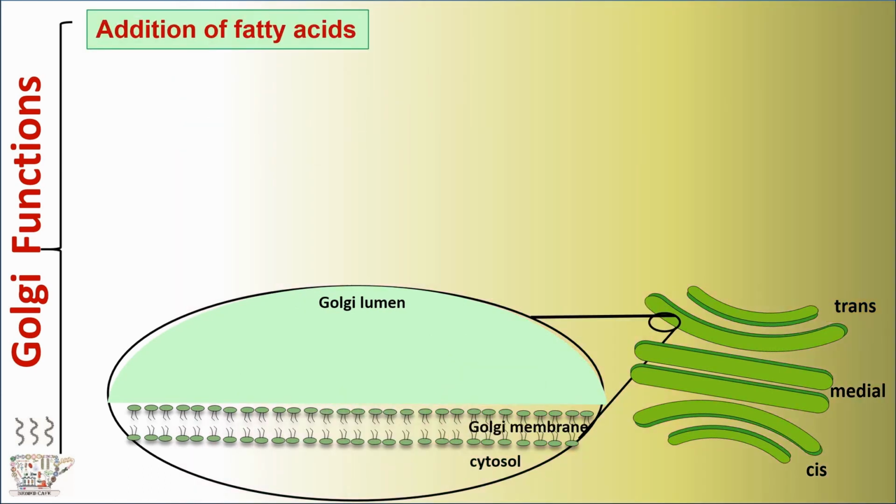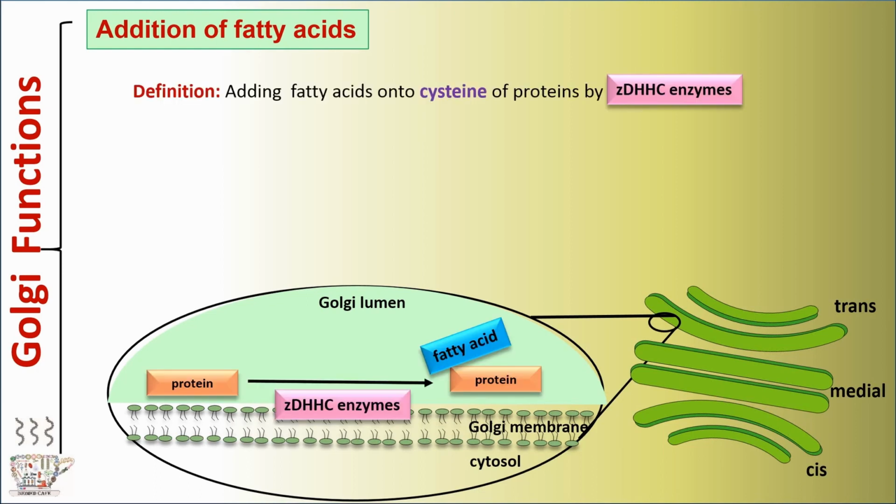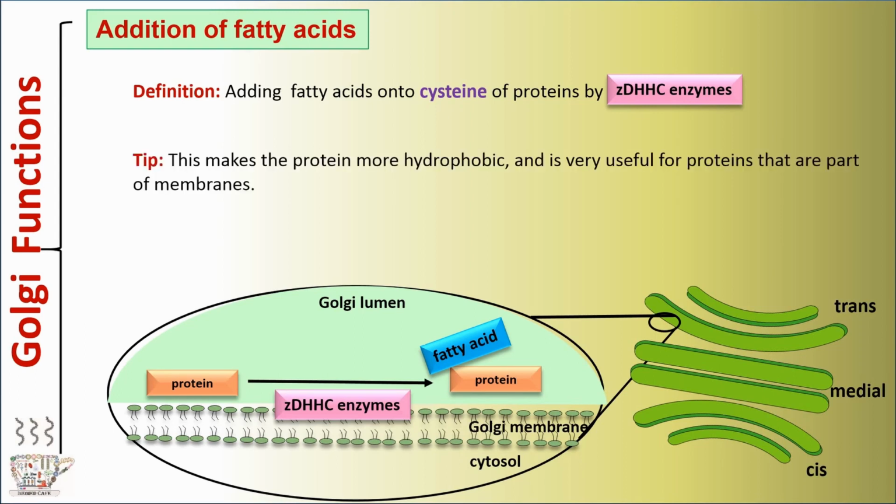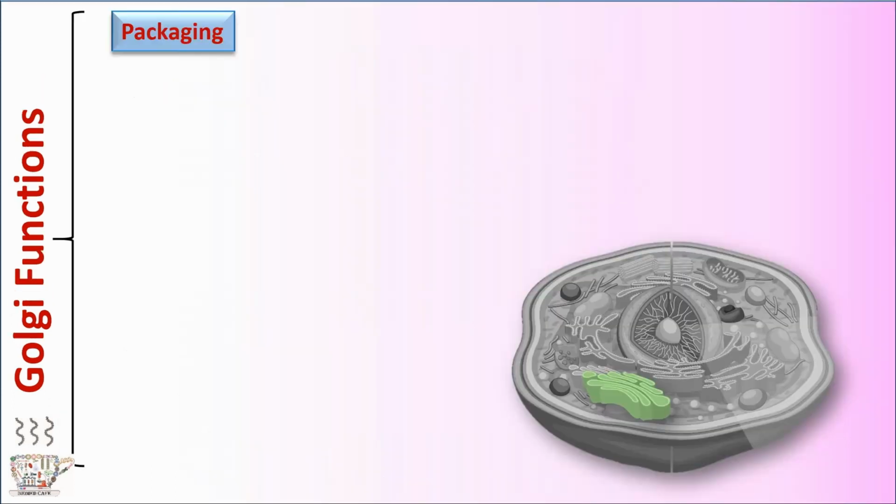Addition of fatty acids. Adding fatty acids onto cysteine of proteins is done by ZDHHC enzymes. This makes the protein more hydrophobic and is very useful for proteins that are parts of membranes.